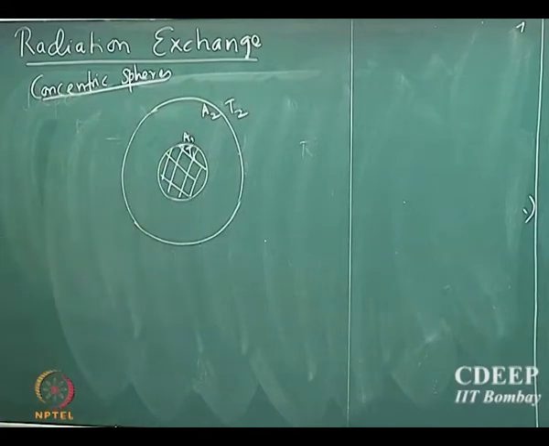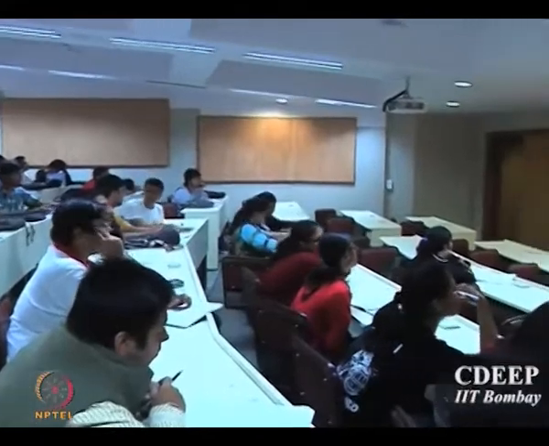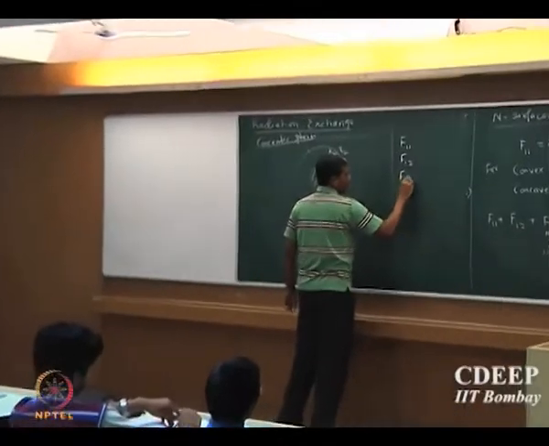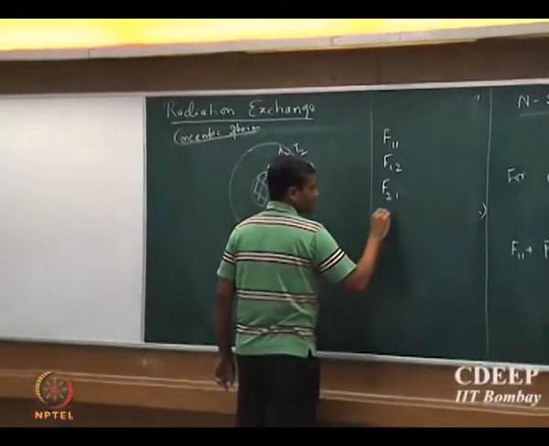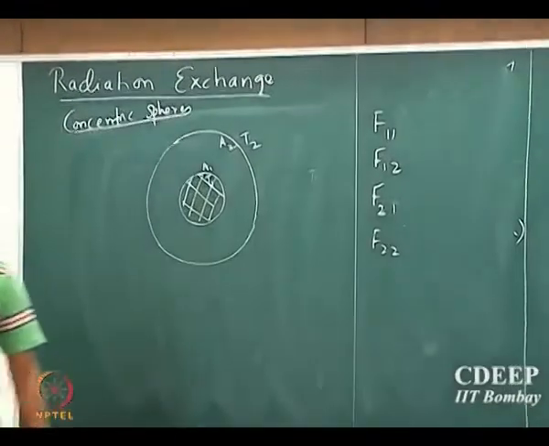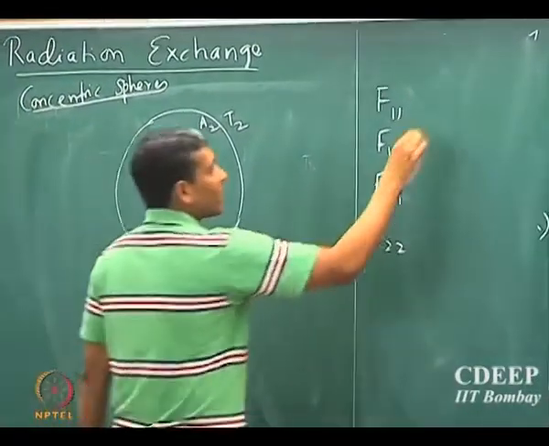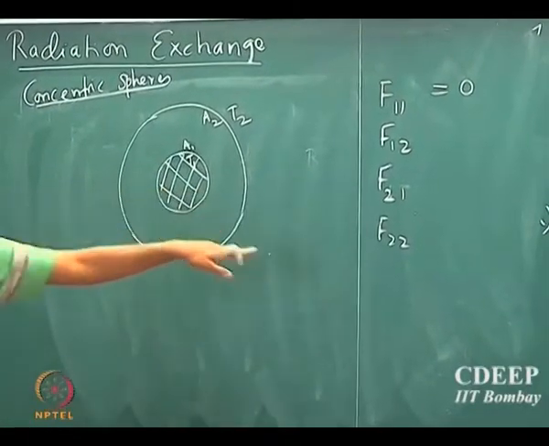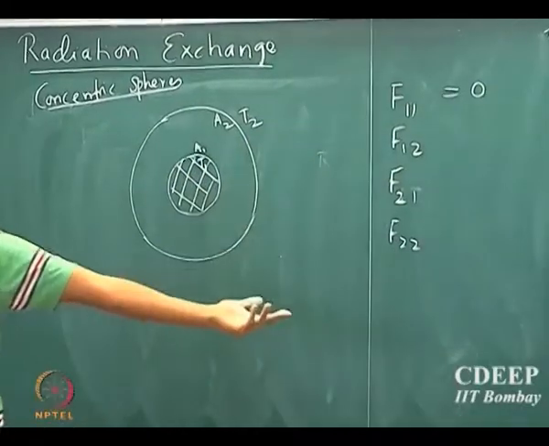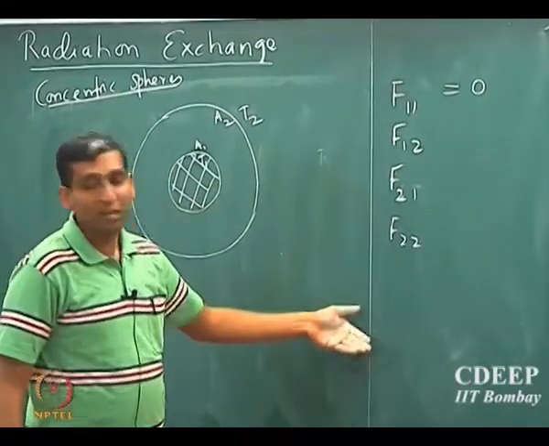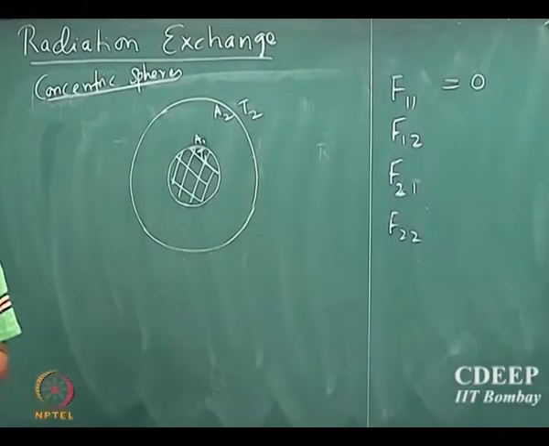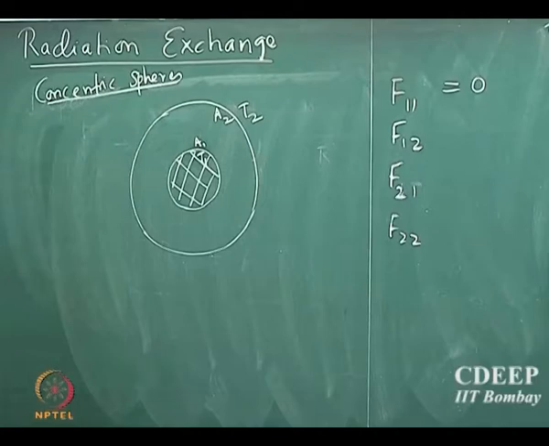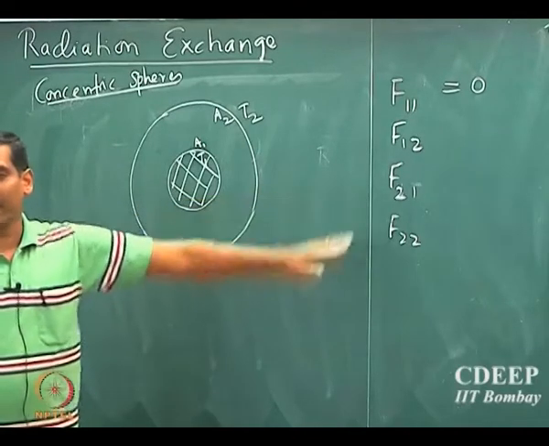Okay. How many view factors are there? What are all the possible view factors? F11, F12, F21 and F22. These are the four possible view factors. F11 is 0. So the non-zero view factors are 3, but there are actually 4 view factors. One is 0, it is trivial, but these are 3 non-zero view factors. Okay, how do we find them? How do we find the other 3 view factors now?